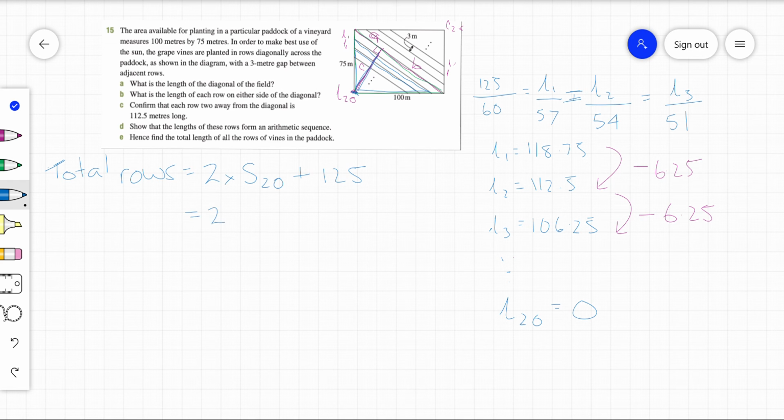So it is an arithmetic sequence, and we've got the first and the last terms there. So we can use n on 2, which is 20 on 2, and our first plus last. And of course our last is 0, so we're just doing first plus 0. And don't forget the diagonal 125. So when we put that in, I think we get 2495 meters in total.